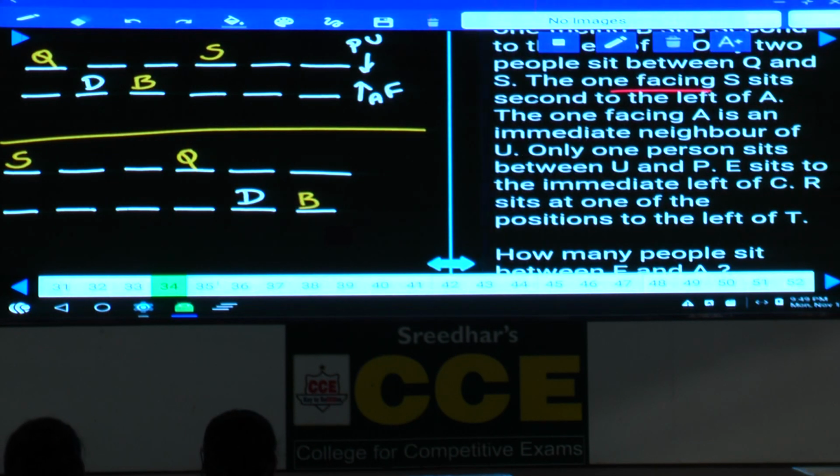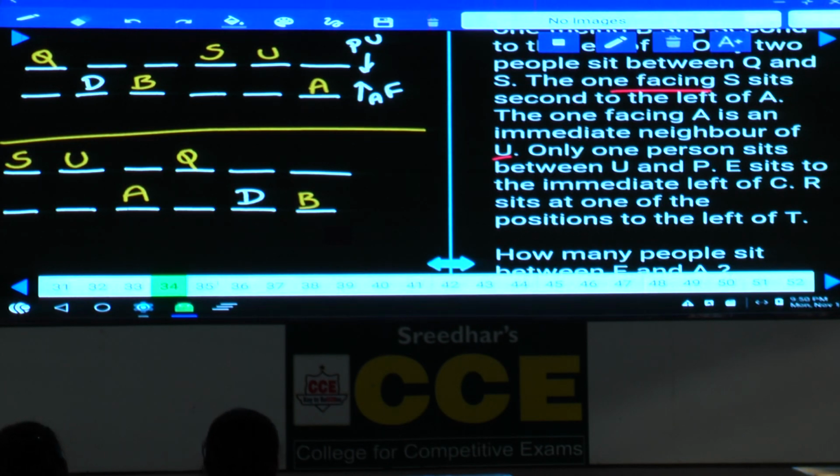The one who is facing S sits second to the left of A. The one who is facing A is an immediate neighbor of U.